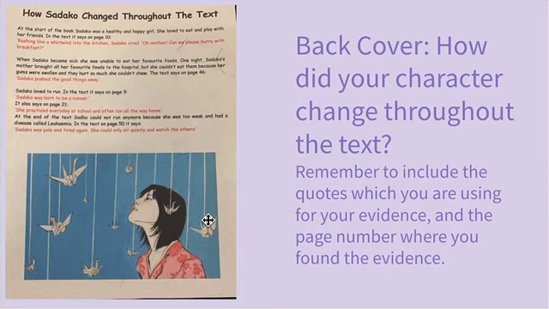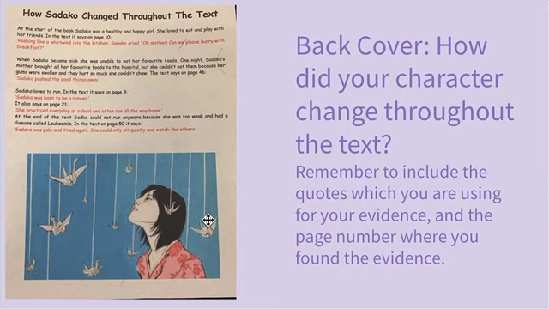At the start of the book, Sadako was a healthy and happy girl. She loved to eat and play with her friends. In the text, it says on page 10, so there you have the page number, and here is the quote in red. "Rushing like a whirlwind into the kitchen, Sadako cried, 'Oh, Mother, can we please hurry with the breakfast?'" And then showing how she changed.